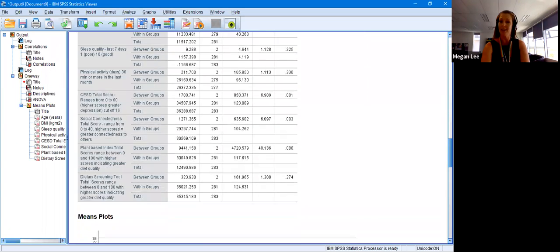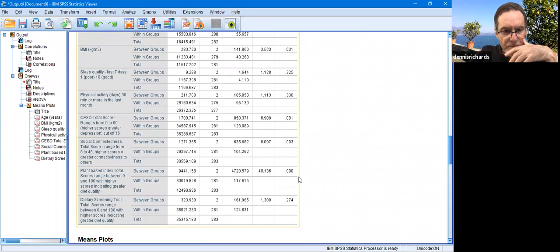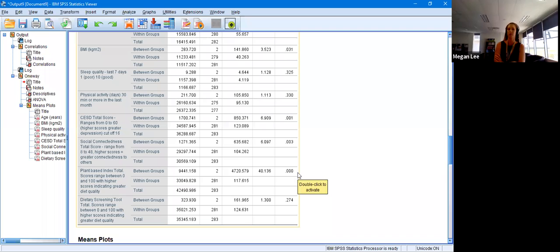But was that significant? Tell me. It is, yeah. It is on the plant-based index, but it's not in the dietary screening tool. So we've got some unusual things happening, and it's the reverse of what we found before. When we looked at the whole population, the plant-based index was not significant and the dietary screening tool was. But now that we've split it between groups, the plant-based index is significant and the dietary screening tool is not. We have a problem with our data.